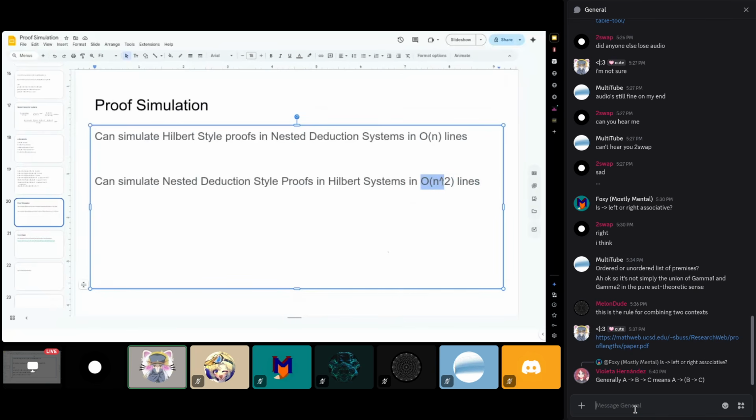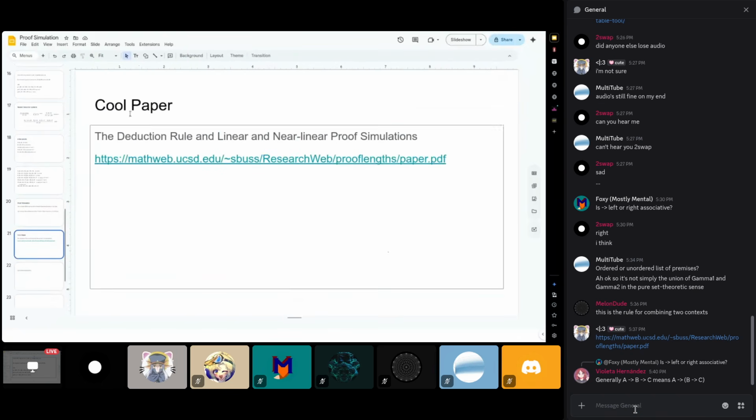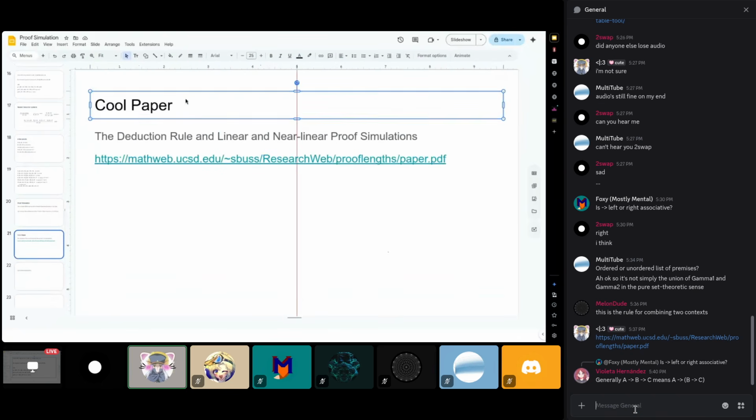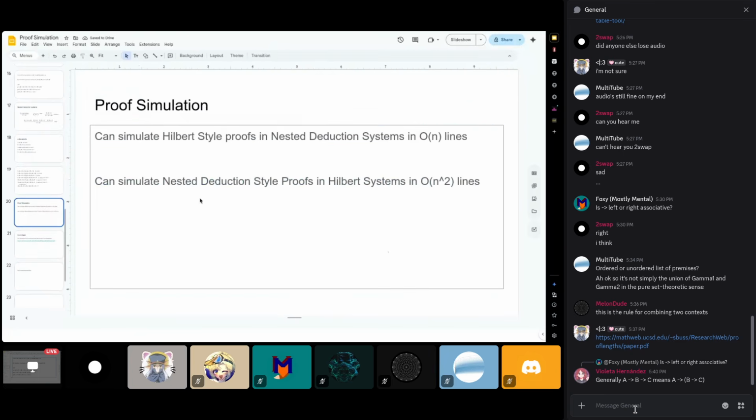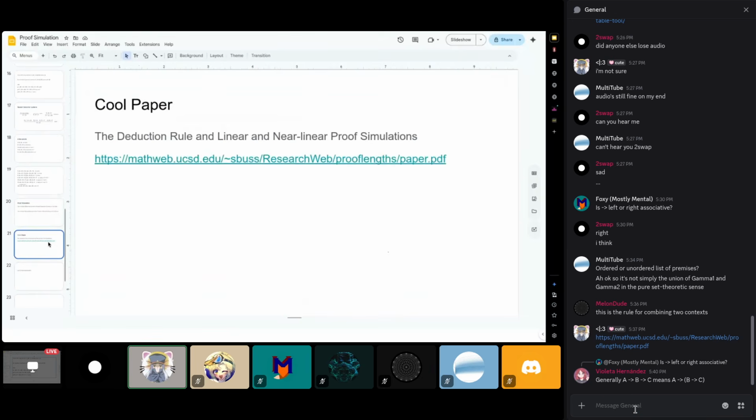The way that's done is with bracket abstraction, which I'll talk about later. But this cool paper that I want to discuss is a way to convert a nested deduction style proof into a Hilbert style proof in nearly linear space. So that's what we're going to be talking about.